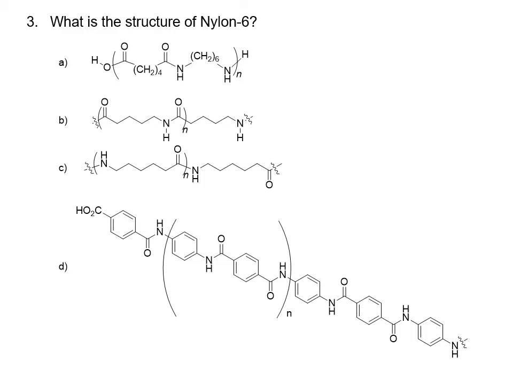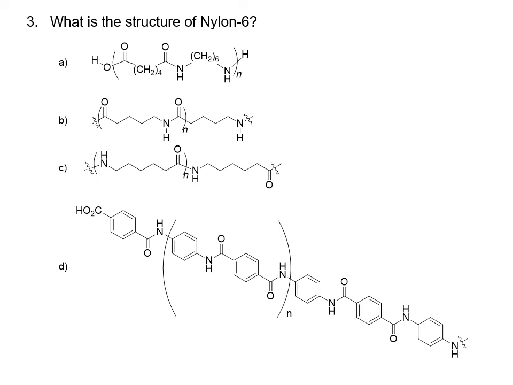Question number 3. What is the structure of nylon 6? So you have to recognize nylon 6. Nylon 6 is an indication that nylon is formed from amino acid. So from a single component, not two components, let's say dicarboxylic acid and diamine, then we would have two numbers like nylon 6,6.